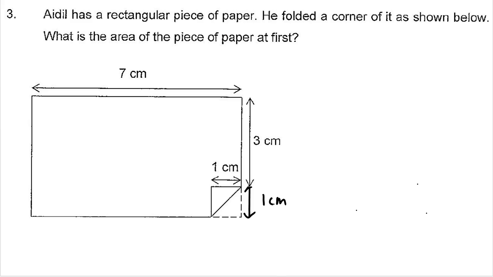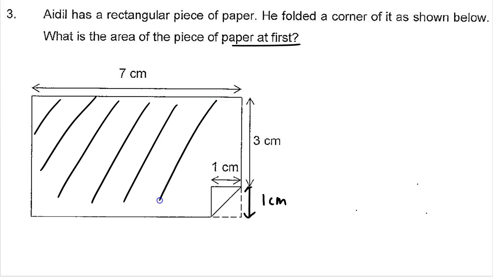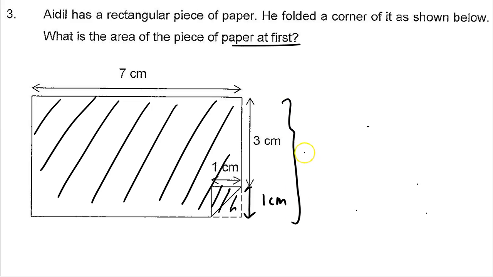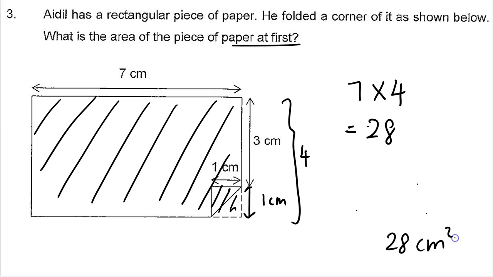Alright, now what is the area of the paper at first? It is actually the entire rectangular paper, including this square or this folded portion. So the breadth is actually none other than 3 plus 1, which is 4. So the simple one-step problem, 7 times 4 gives you the answer 28 square centimeters. That's your answer for question 3.